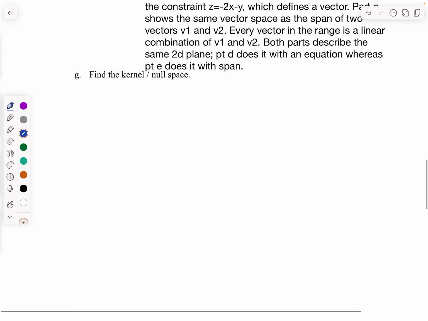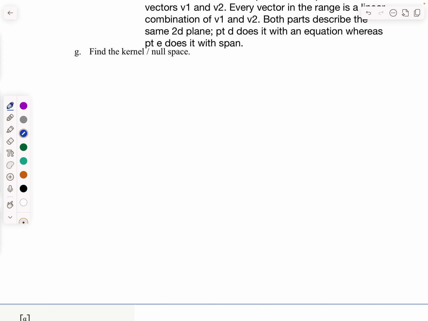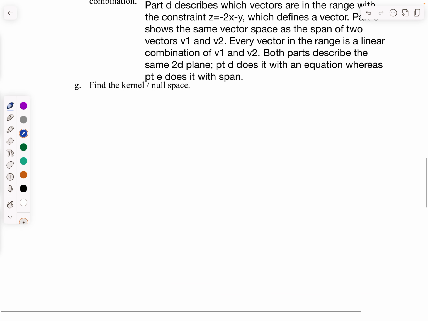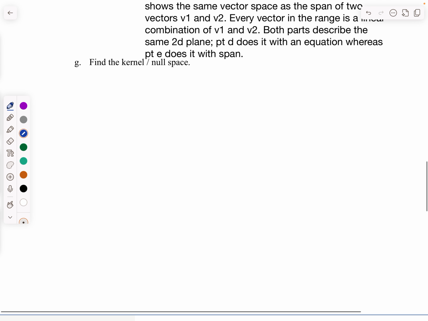Find the kernel / null space. Okay, so what's the kernel? The kernel is the vector space, or the set of vectors, that the linear transformation T maps to 0. So the way we do this is you can think about how we did the previous problem where we augmented it with x, y, and z. We can augment our matrix A with zeros.